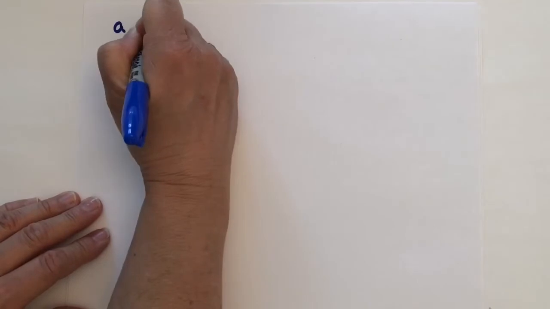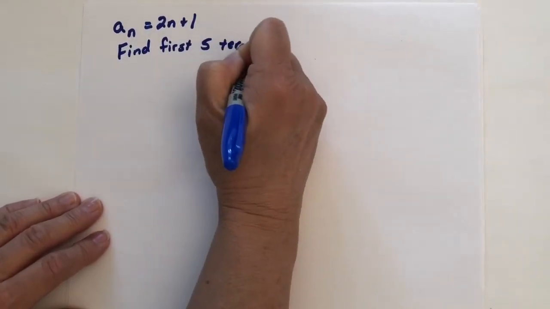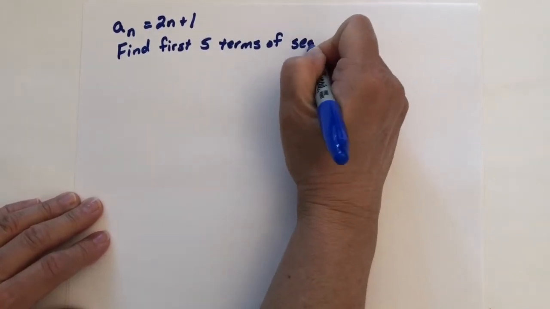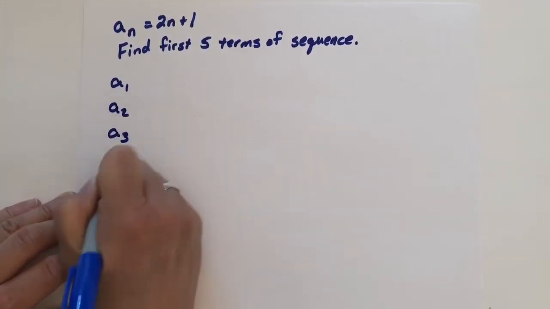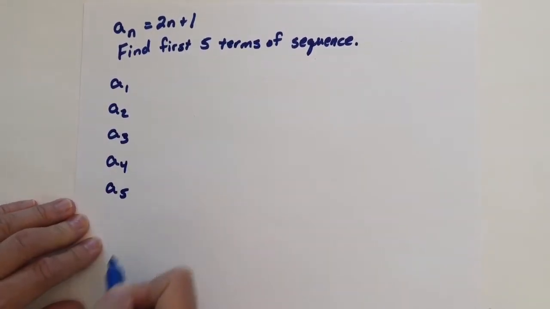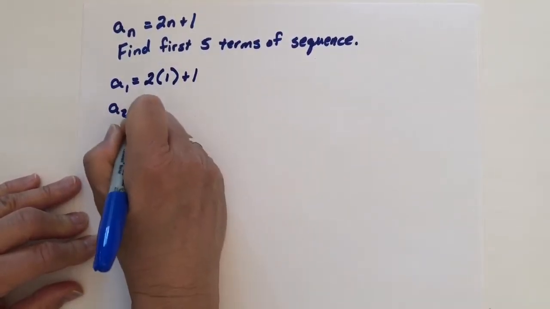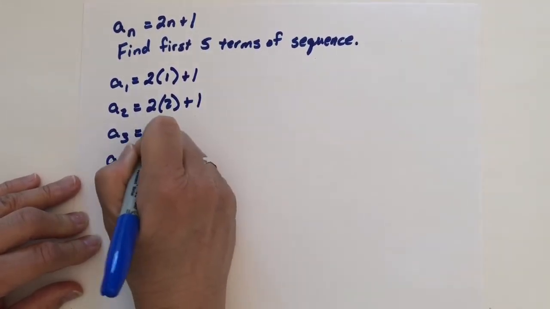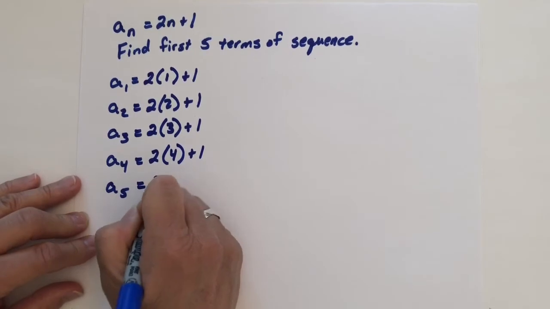I want to look at this sequence represented by this formula. A sub n equals 2n plus 1. So let's find the first 5 terms of the sequence. So I'm looking for a sub 1, a sub 2, a sub 3, a sub 4, and a sub 5. And let's just make the substitution. That means n is 1, we'll pop in a 1. And then n will be 2, and then n will be 3, and then n will be 4, and last we'll substitute in 5.